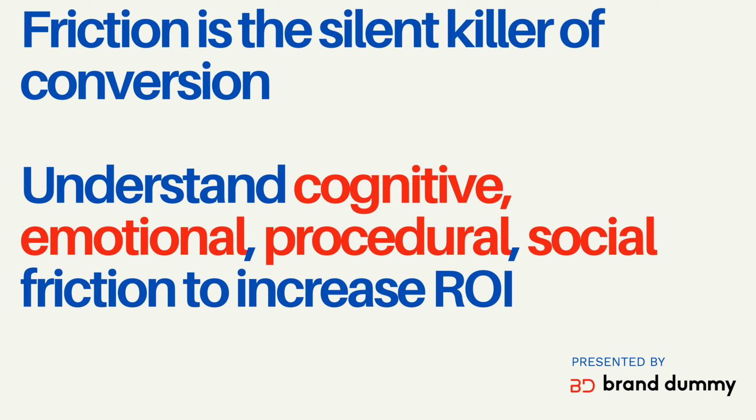Friction is the silent killer of conversion. But when you understand friction behaviorally, cognitively, emotionally, procedurally, and socially, you gain the ability to design experiences that support rather than interrupt customer behavior. Reducing friction is one of the highest ROI actions any business can take. It doesn't require more budget, more ads, or more persuasion. It requires understanding how people actually behave and designing accordingly.